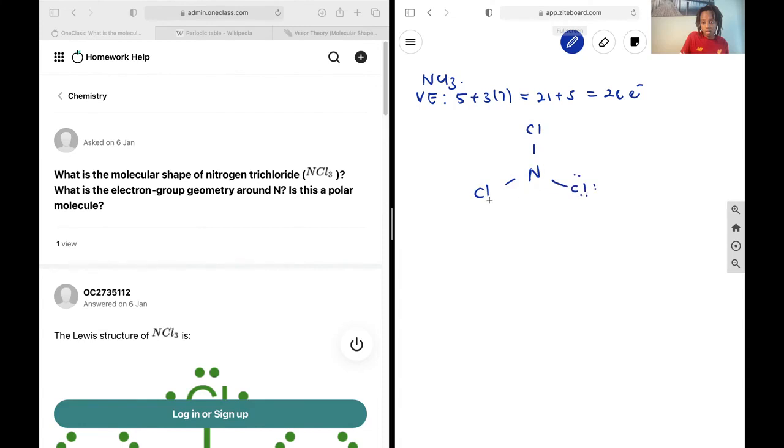Fill in all of our octets, my apologies, all of our valence electrons and see if we get our 26. 2, 4, 6, 8, 10, 12, 14, 16, 18, 20, 22, 24, 26. All of our valence electrons are accounted for.